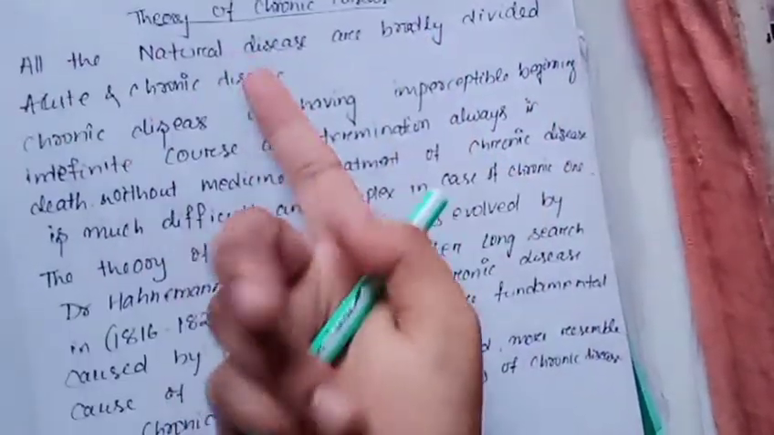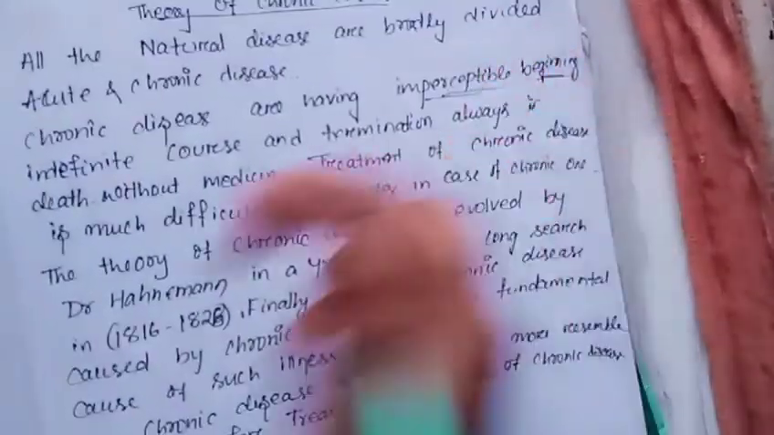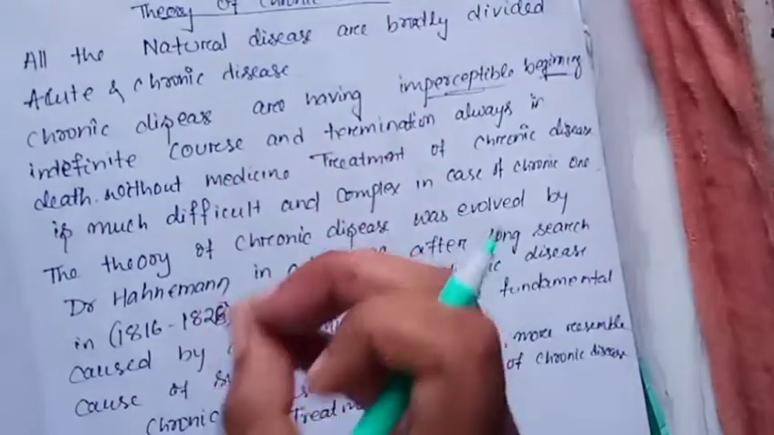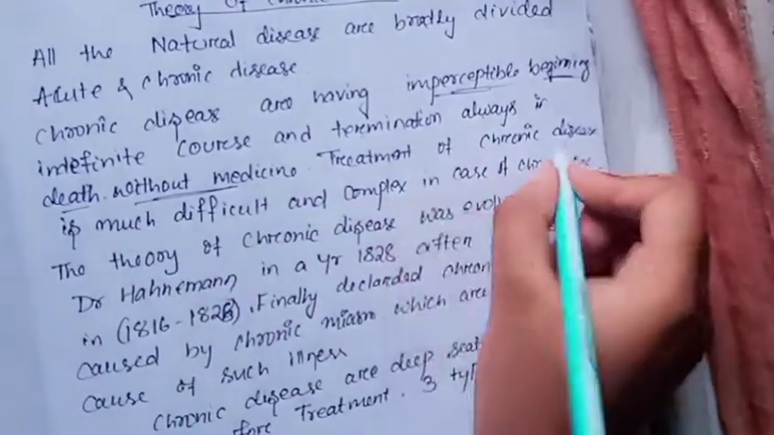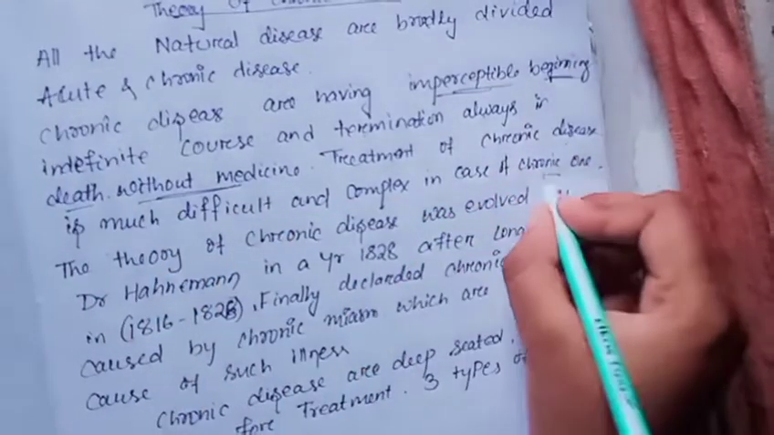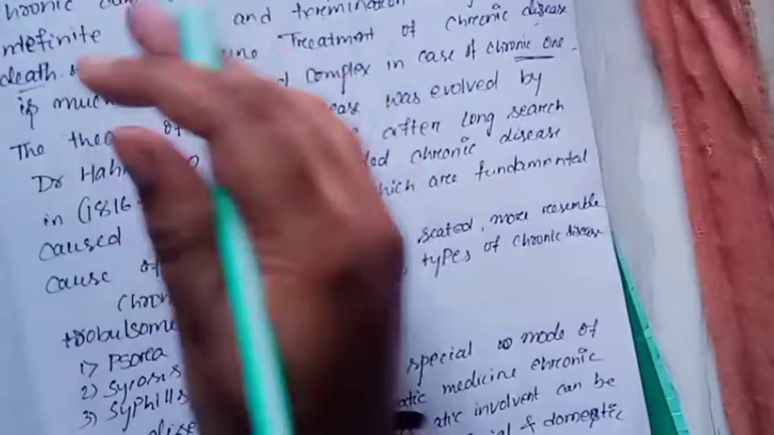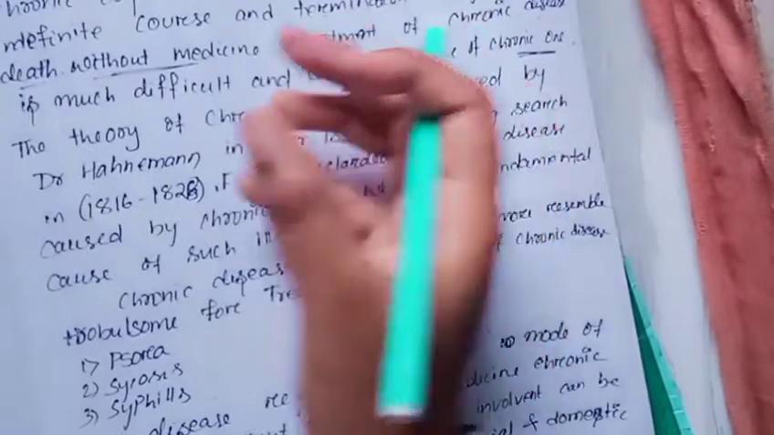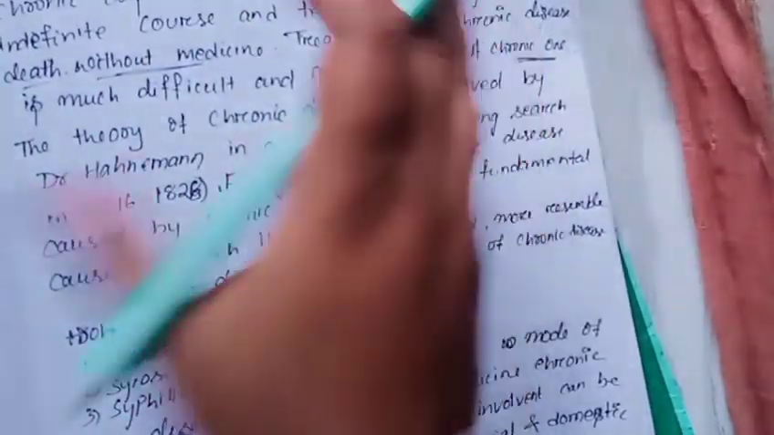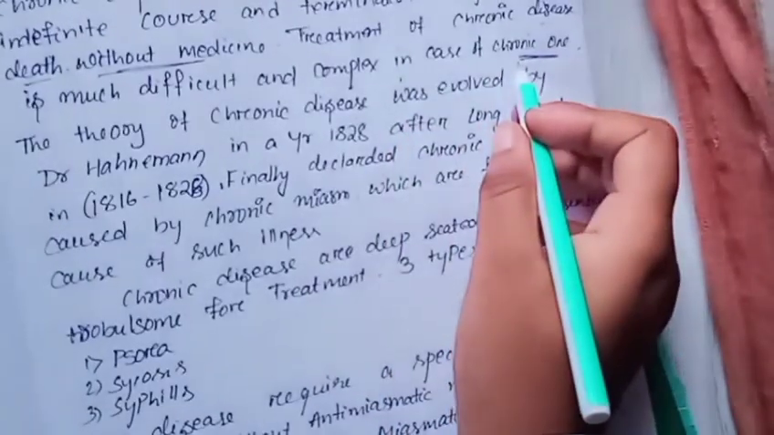Okay. Now the last theory, the theory of chronic disease. All natural diseases are broadly divided into two parts, acute and chronic. Chronic is what? Chronic has imperceptible beginnings; you can't understand the beginning. Indefinite course, prolonged course, long course, and the termination is always death if medicine is not taken. The treatment of a chronic disease is much more difficult and complex. Why? Because the disease has an imperceptible beginning, indefinite course, prolonged course. If the medicine cures, sometimes it is seen that a pseudo cure occurs, meaning just stop your medicine and your disease reappears. So it is much more difficult and complex to treat a chronic disease.